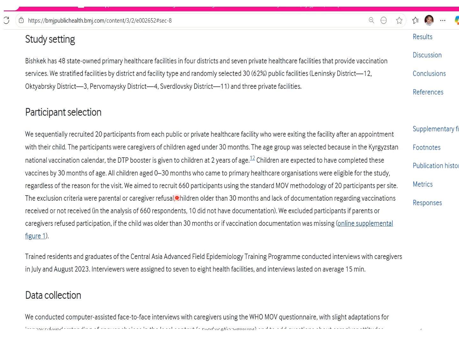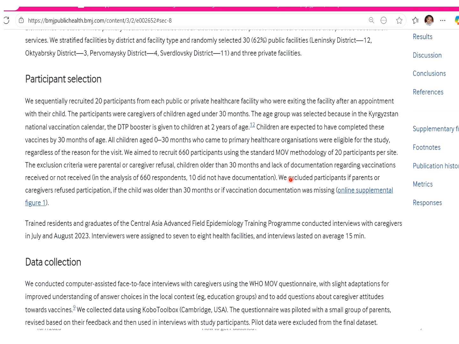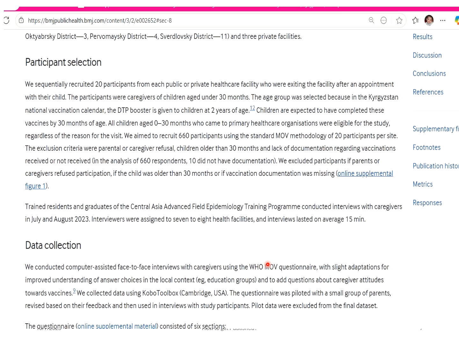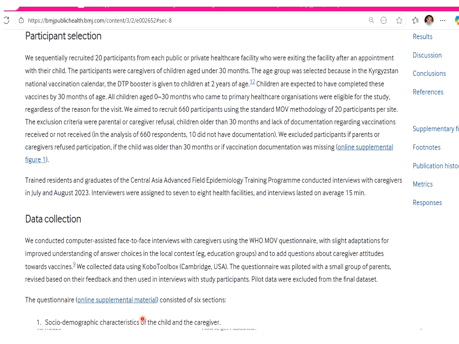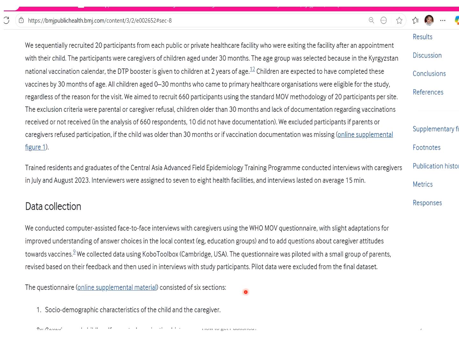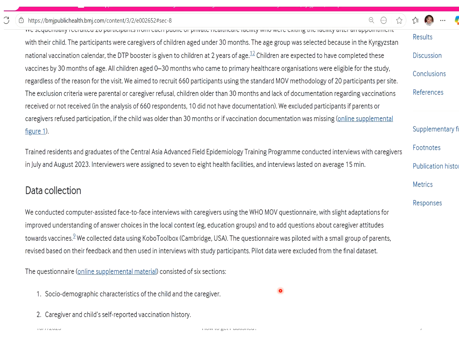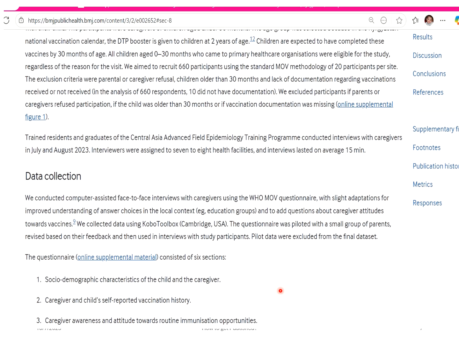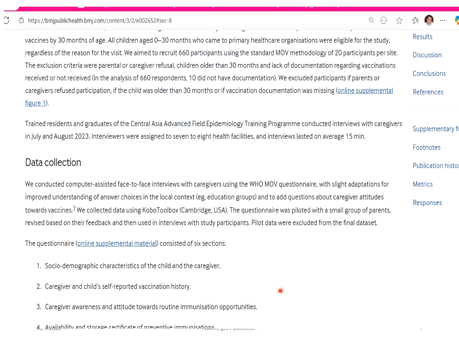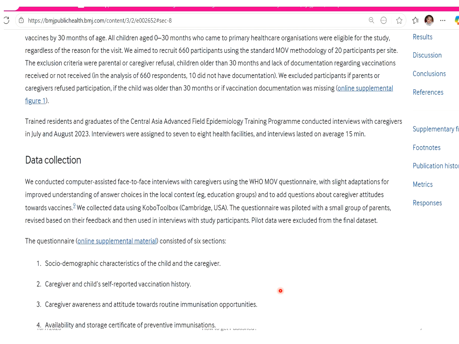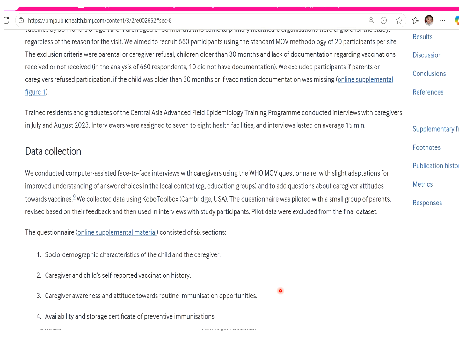There are multiple districts involved, participant selection is mentioned, how the participants were recruited and how they were selected, and the data collection procedure is mentioned. And the online supplemental material is also given. For example, they have attached the questionnaire as online supplemental material, and here they have given the important categories in the questionnaire. So this is another way of writing the methods section, a more elaborated way, or you can say more understandable for the reader.